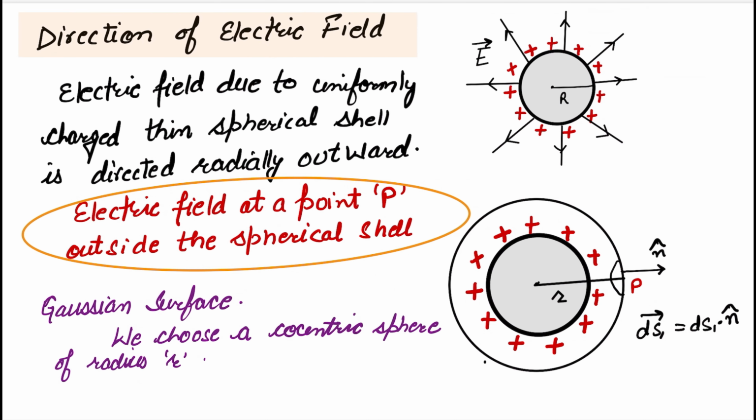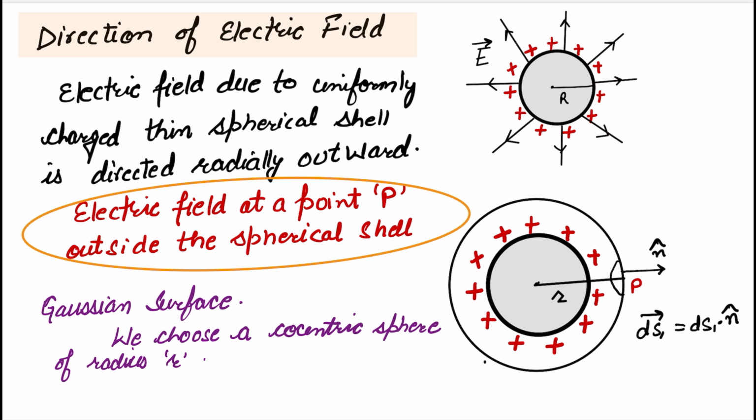Let us discuss what is the direction of the electric field produced due to this spherical shell. As the spherical shell is positively charged, the electric field lines are directed radially outward. So the electric field lines are outward from the spherical shell.